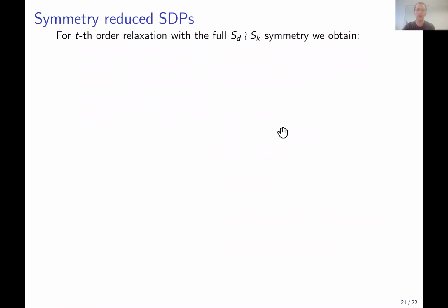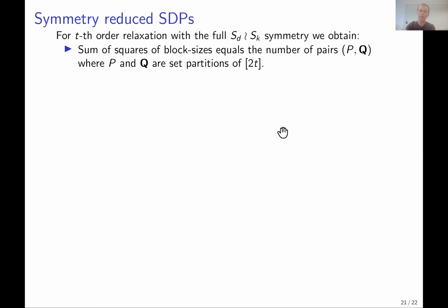Okay, so what about results? We have some numerical results. Here I'm showing just the case of, let's say, the full symmetry, so the most powerful symmetry reduction. In the paper, we've also done the case of just the S_K action as a warm-up. So what do we obtain? First of all, you can describe the sums of squares of the block sizes. They correspond to the dimension of your algebra, and you can connect that back to these pairs P and Q.